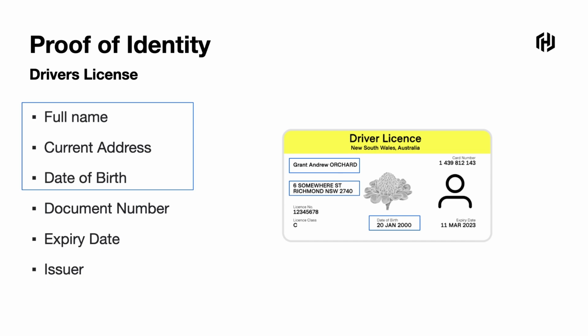Now, in addition, it's not just about me, but it's also about how we verify the proof of identity itself. Like, is this driver's license a valid driver's license? When you go through the process of handing over an identity document to the bank, in this case, they'd reach out to the New South Wales government and say, hey, Grant has given us this card number, it's got this expiry date, it's got this information about him.